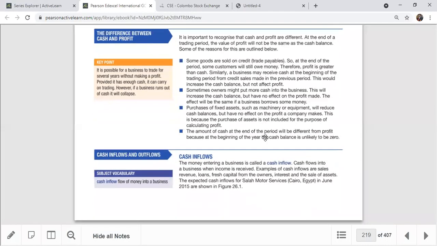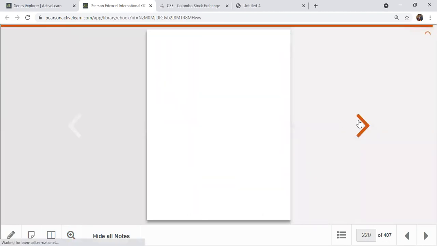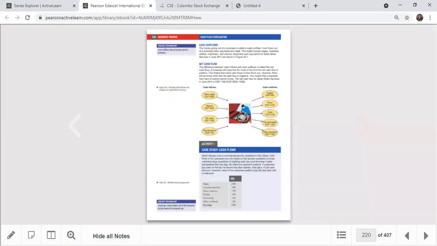So now we have to understand what cash inflows and outflows are. Cash inflow is the flow of money into a business. A lot of examples are there, like 155,000 received previously from customers. That's a cash inflow. What is cash outflow?